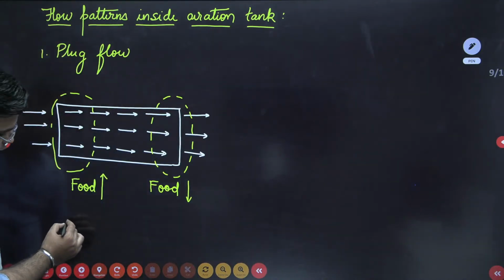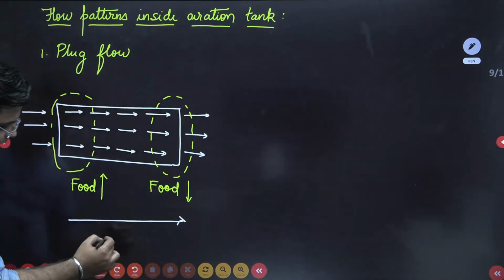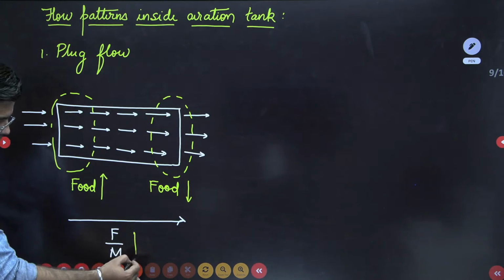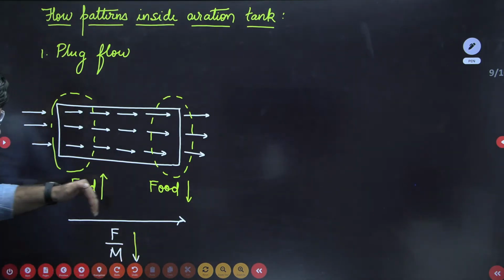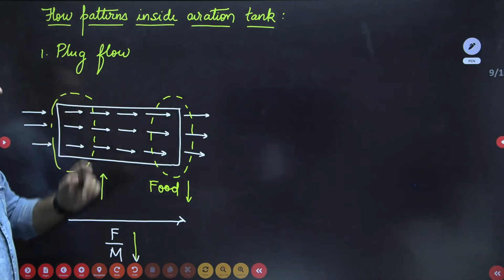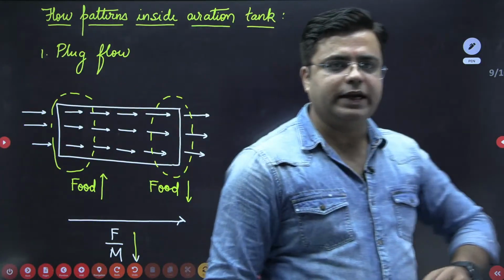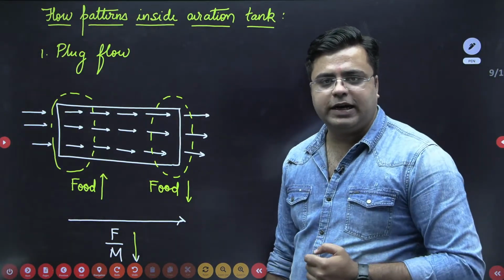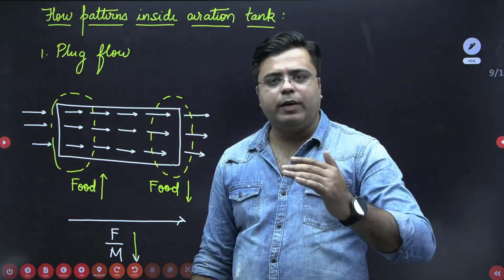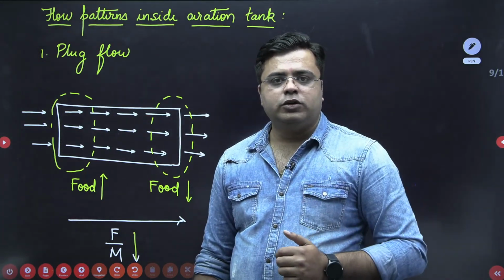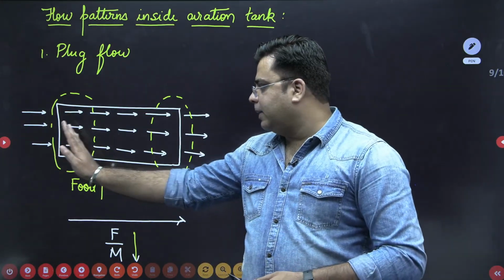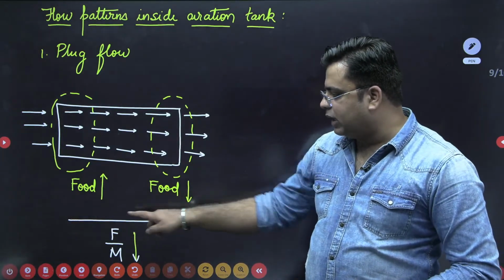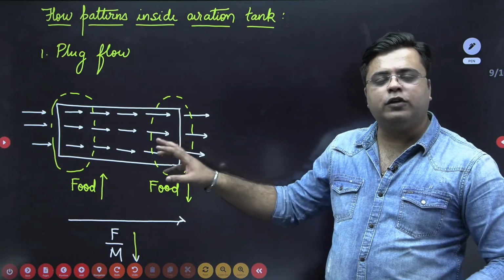is if you are traveling along the length, the F by M ratio, that is food to microorganism ratio, keeps on decreasing as you move along the length of the aeration tank in a plug flow pattern. So again, this can be a question in your examination, or this can be a statement in a multiple select question. What happens to F by M ratio along the plug flow? So if the wastewater is flowing in a plug flow pattern, then F by M ratio will keep on decreasing along the length of the aeration tank. So this is the first type of flow pattern.